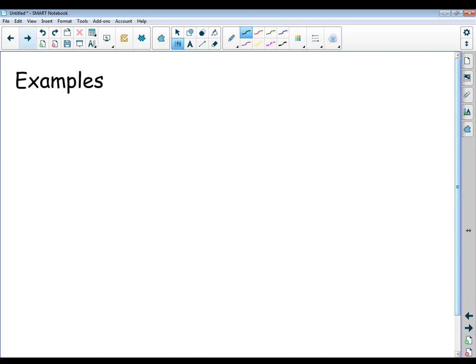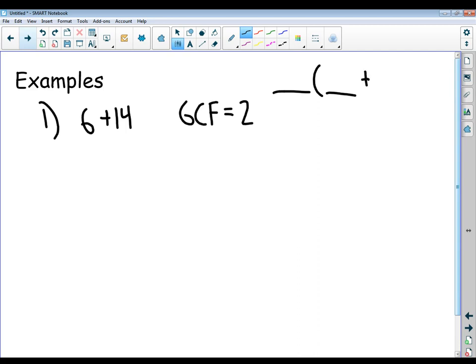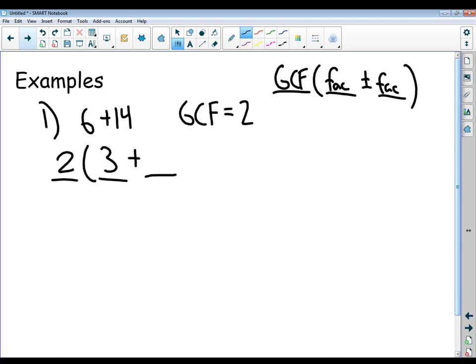For my first example, let's keep the numbers real simple: 6 plus 14. The first thing we want to do is find the GCF of 6 and 14, and the GCF of 6 and 14 is just 2. Following that pattern, I'm going to put my GCF here, and then the remaining factors. My GCF is 2. What's remaining when I divide 6 by 2 is 3. I'll use a plus sign here, and then 14 divided by 2 is 7. That's how you do this. You're factoring out the GCF. You're dividing it out, and that's another way you can think of factoring, as dividing.